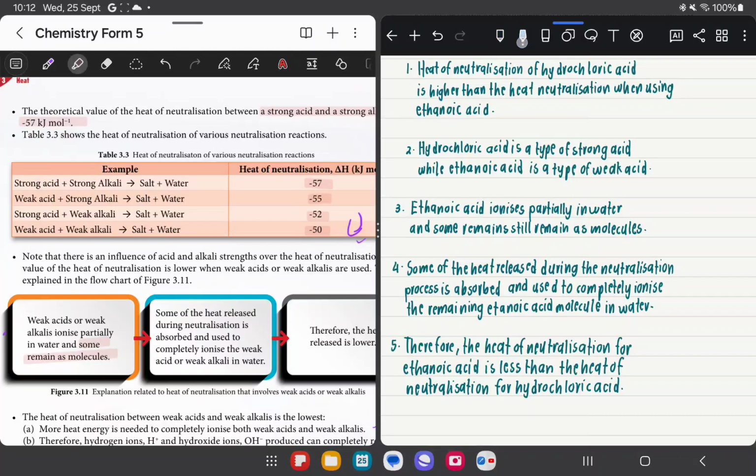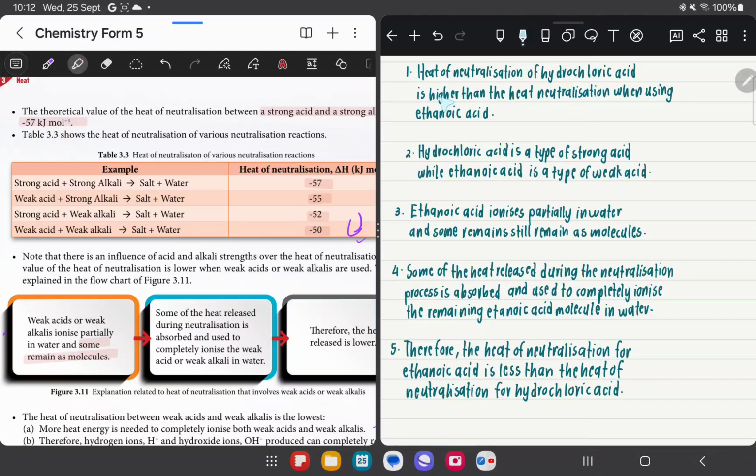Okay, so the first mark would be, you kata heat of neutralization higher. Okay, you compare betul. Akan dapat 1 kat sana. Then kat sini you mention betul-betul strong acid, ni weak acid. Make sure the term is correct, spell correctly, baru dapat markah. And then ionizes partially. Make sure ionizes partially. Don't say ionizes halfly. Ionizes partially only, because the word is partially. In bahasa Melayu separa.